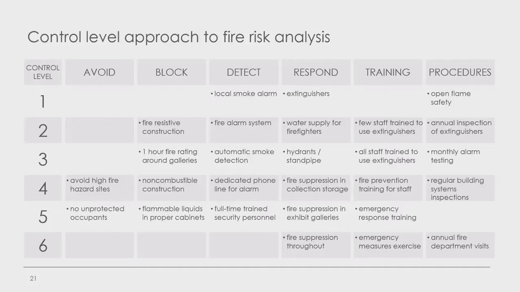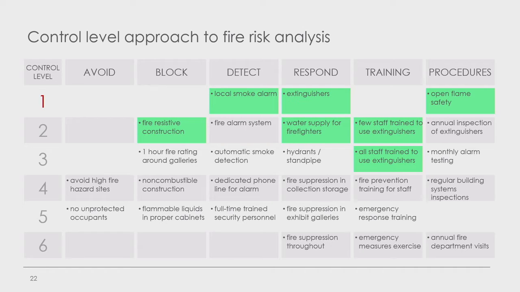Factors are grouped and associated with a control level, which represents a level of fire protection from the most basic at control level 1 to the highest at control level 6. I should note that it is possible not to meet even the requirements of control level 1, although this is not likely for museums in Canada given our fire code for public institutions.